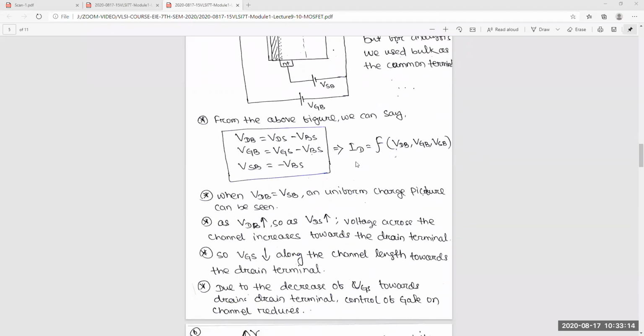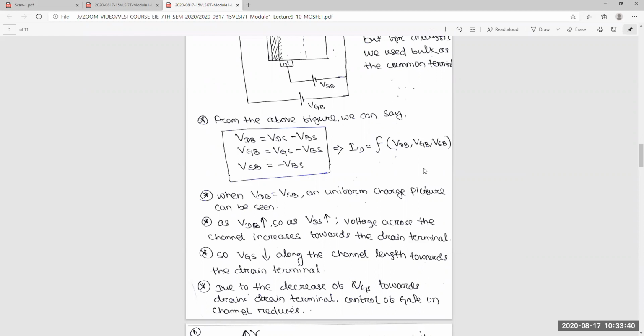Whatever ID we calculate is a function of VDB, VGB, and VSB. Sometimes we will change the drain to bulk voltage VDB, and the gate to bulk voltage VGB, or VSB also. For every case we will draw our ID VDS graph.